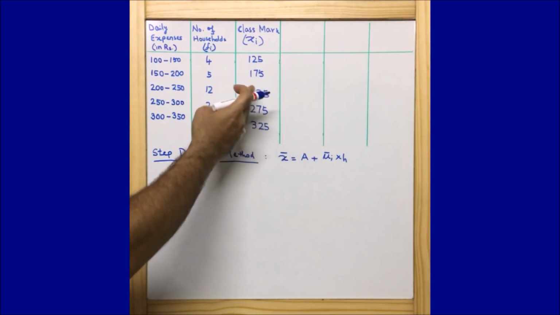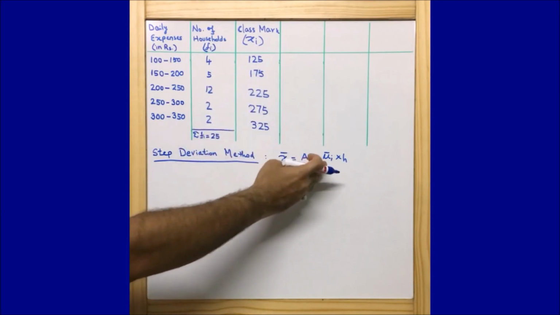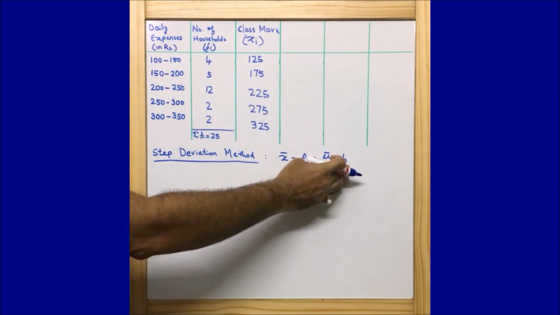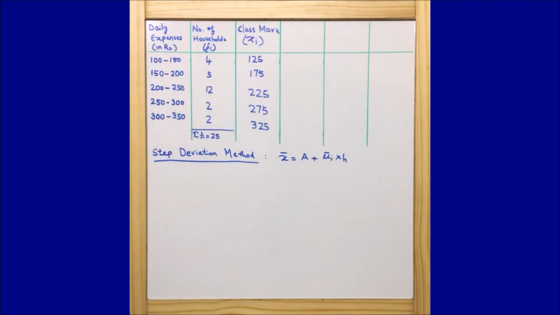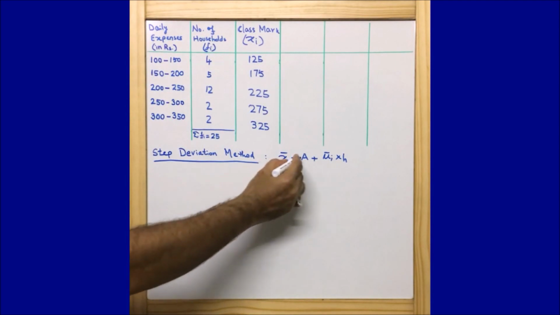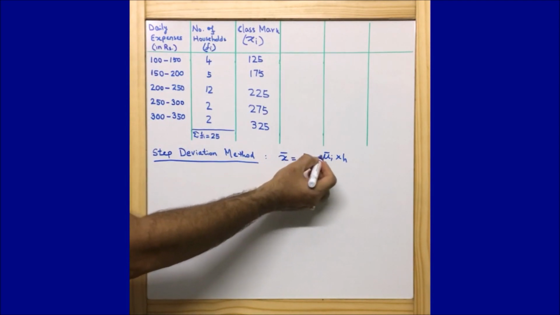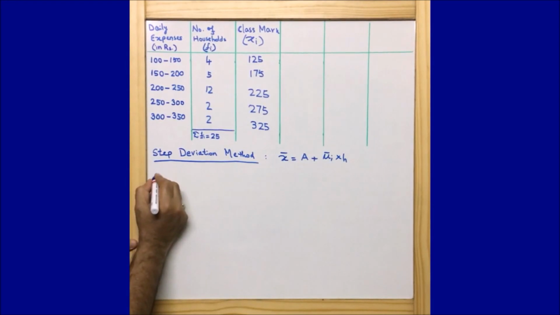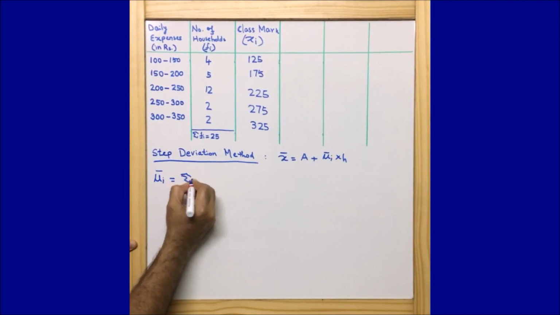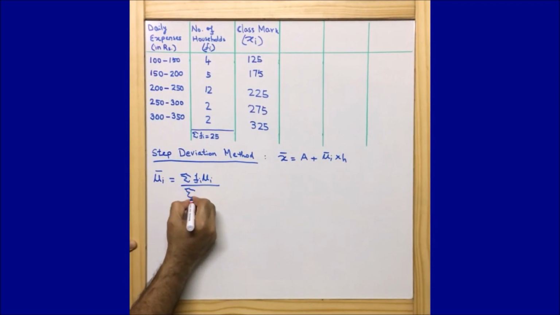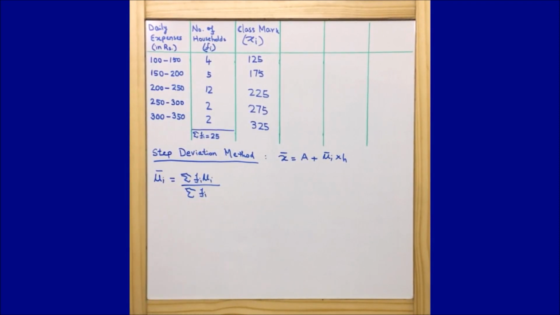So a is nothing but the assumed mean. We will find out the assumed mean. Then ui is required and h is required. h is nothing but the class height, or the class distance, or the class interval. Now let us first find out what is mean of ui. Mean of ui is equal to summation of fi ui upon summation of fi.